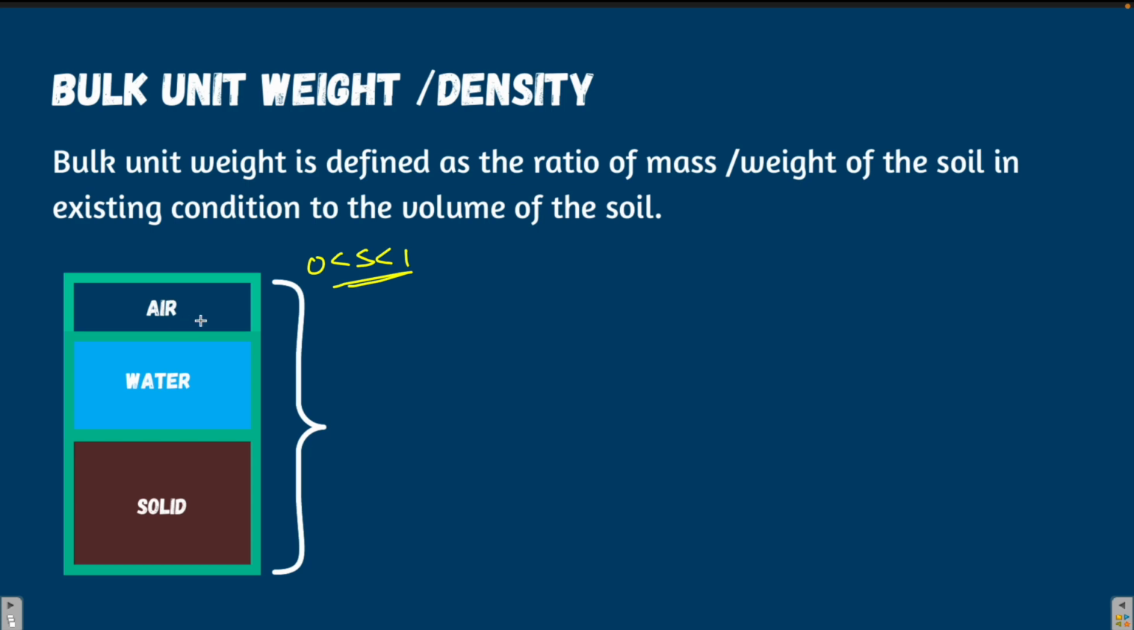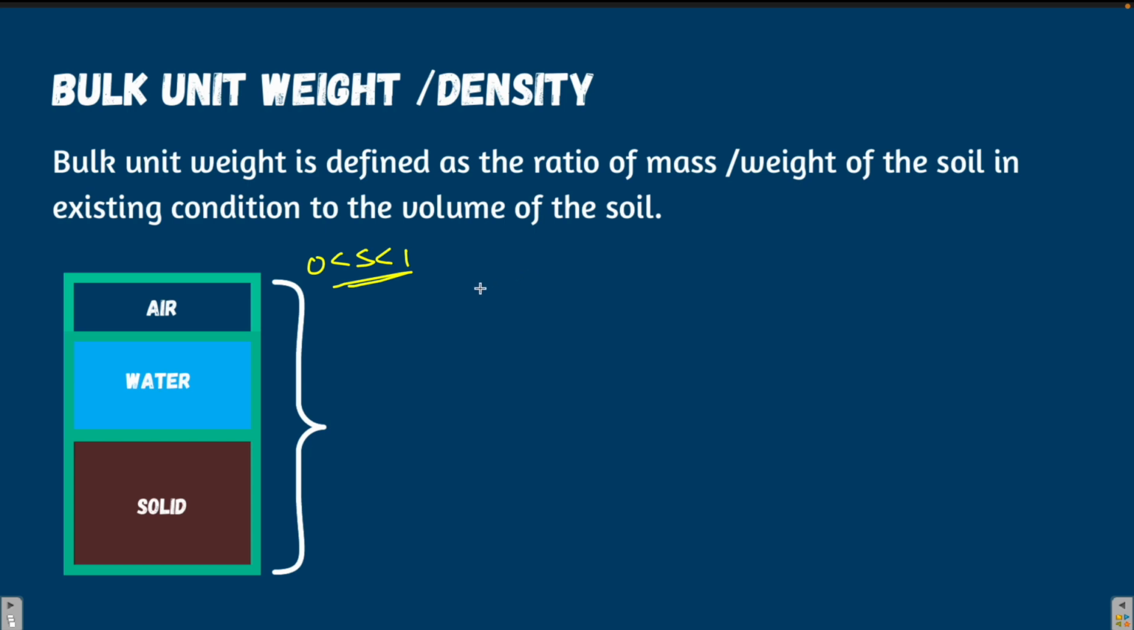If you want to know more about the degree of saturation, please follow my video on degree of saturation. So here the degree of saturation of the soil is between 0 and 1. So whatever the existing state of the soil is, unit weight of the soil is known as the bulk unit weight of the soil.